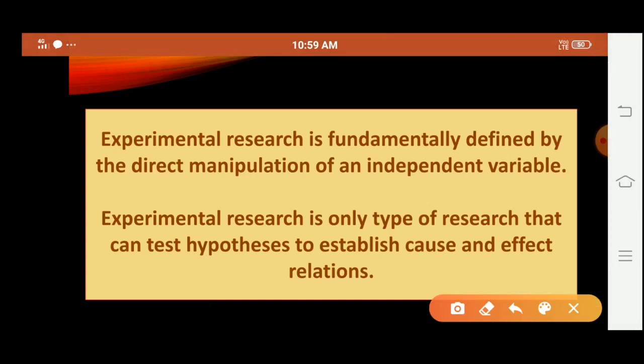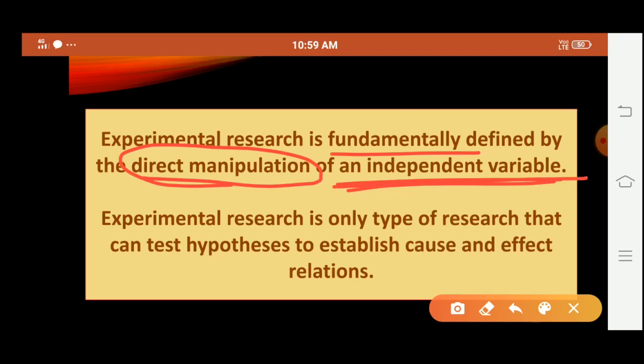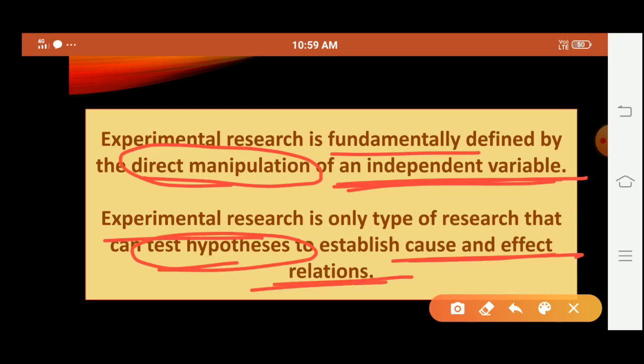Next, experimental research is fundamentally defined by the direct manipulation of an independent variable. It means in experimental research, a researcher directly manipulates an independent variable. Experimental research is the only type of research that can test hypotheses to establish a cause and effect relationship. Among all types of research, it is the only one where the researcher tests hypotheses to establish cause and effect relationships between variables.